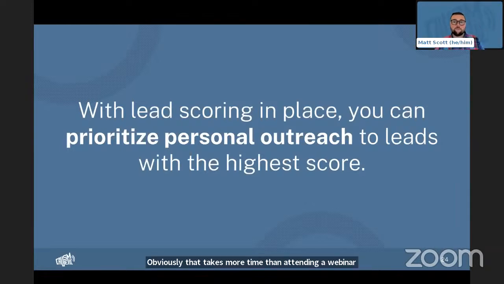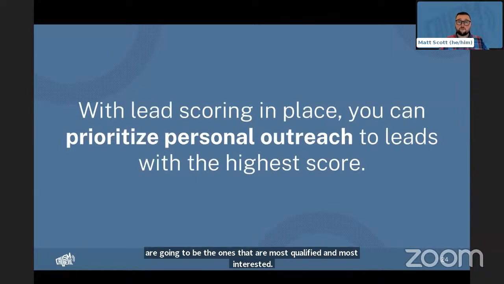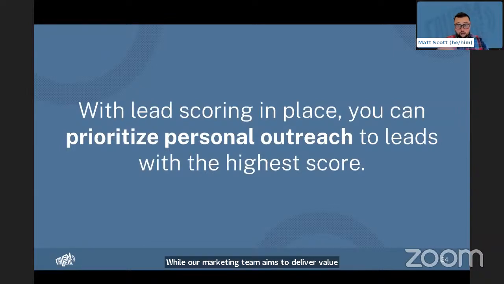So we assign different values to these different interactions, both implicit and explicit data, and that allows us to determine which prospects our sales team should focus on, because those are going to be the ones that are most qualified and most interested, while our marketing team aims to deliver value to all of our prospects, all of our leads. And so too does our sales team, but we don't have infinite salespeople. So the same can be held true at your nonprofit.